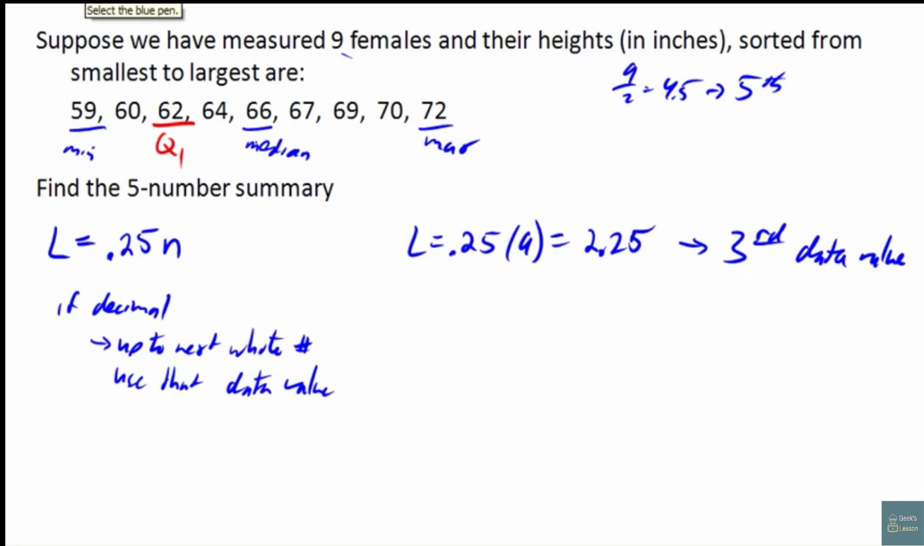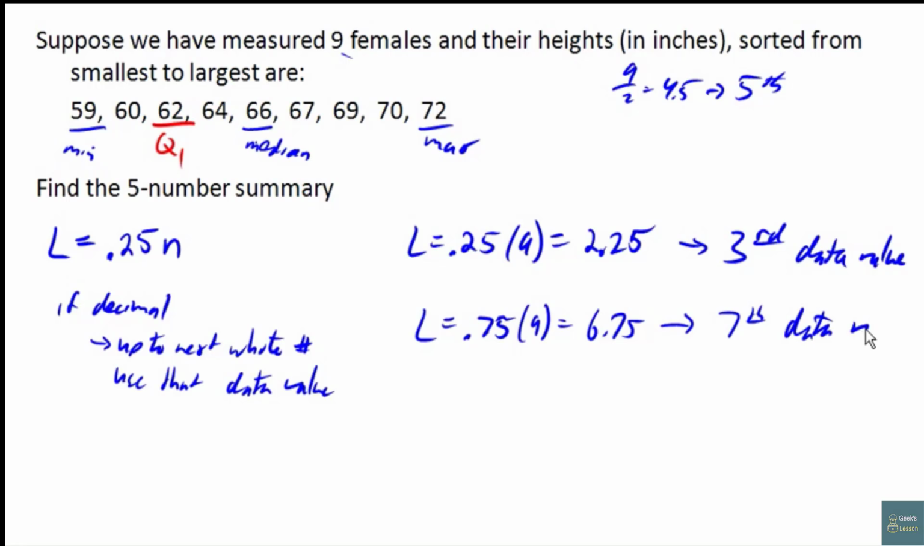Now to find our third quartile, we do almost the same thing, but we use 75% rather than 25%, because the third quartile is 75%, 75% of the data is lower than it. So in this case, that comes out to 6.75, and we follow the same rule. If it's decimal, we're going to go up to the next value, and so this would be the 7th data value. And so the 7th data value here is 5, 6, 7, this one, and that's our quartile 3.